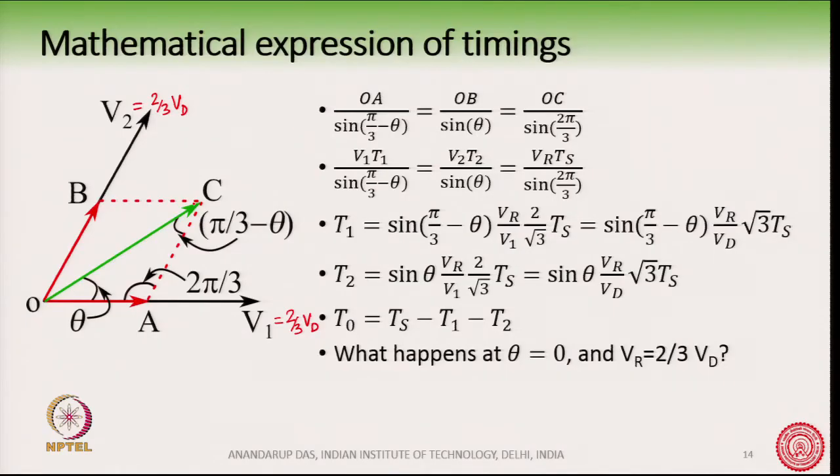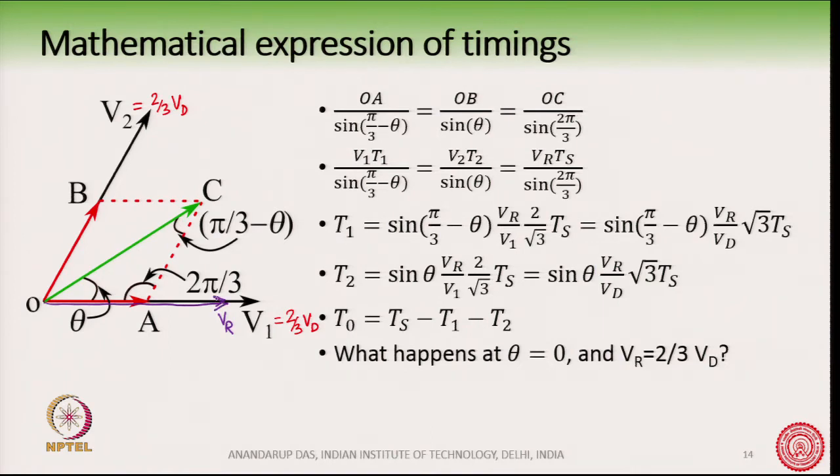So, once we have seen this formula, then we can find out some interesting cases. For example, what happens at theta equal to 0? If we put theta equal to 0, then we see that T2 does not appear. So, what happens at theta equal to 0 is that this vector OC now lies along the V1 vector, right. So, which means that, say I can draw this one here, this is the vector VR here.